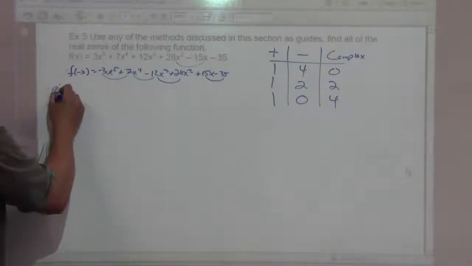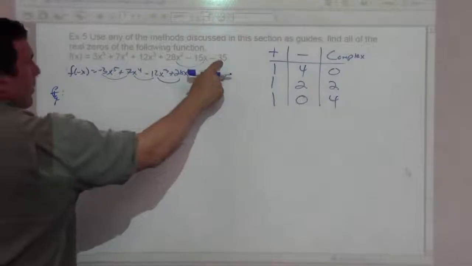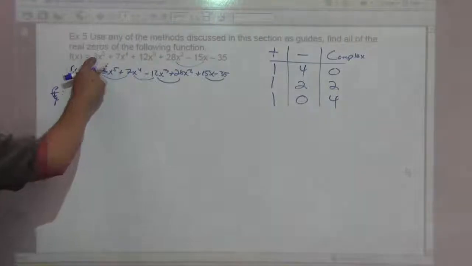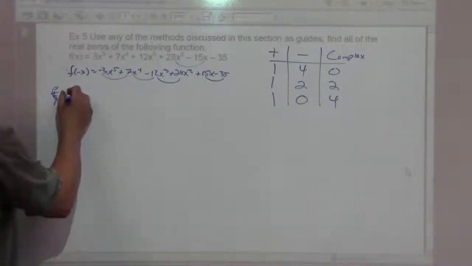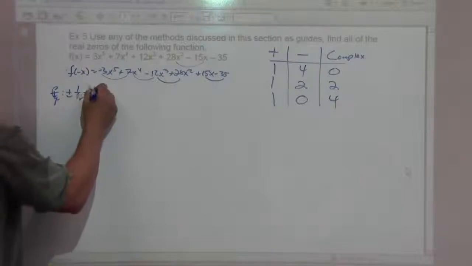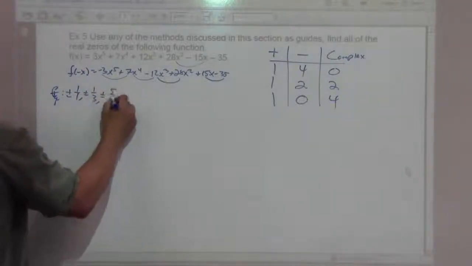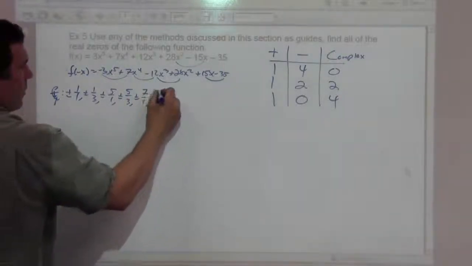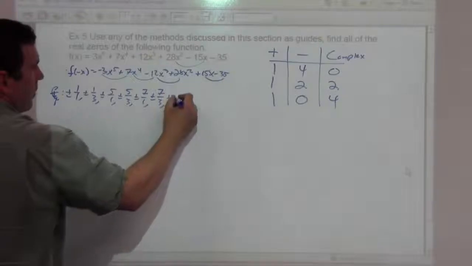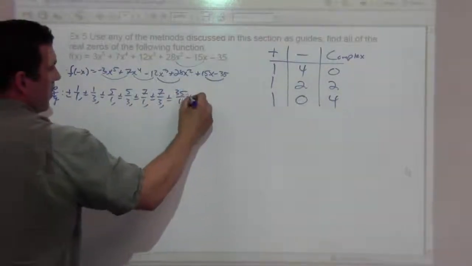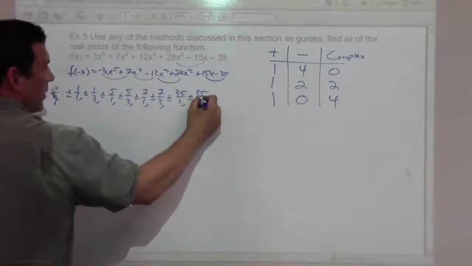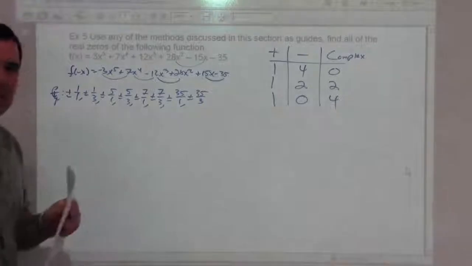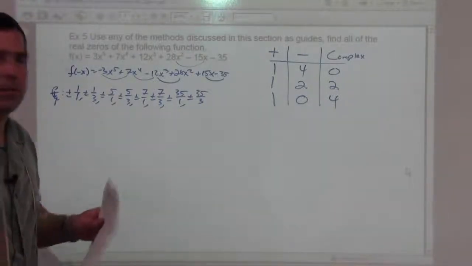So look for our P over Q's. Factors of 35: 1, 5, 7, and 35, plus or minus, and factors of 3: 1 and 3. So we're looking at plus or minus 1 over 1, 1 over 3, 5 over 1, 5 over 3, 7 over 1, 7 over 3, 35 over 1, 35 over 3, and sadly none of these are really going to reduce. We have 16 possibilities for them to be rational.